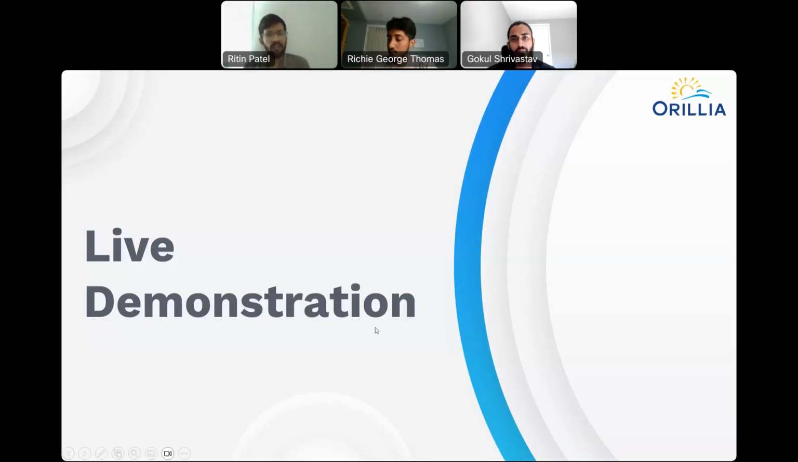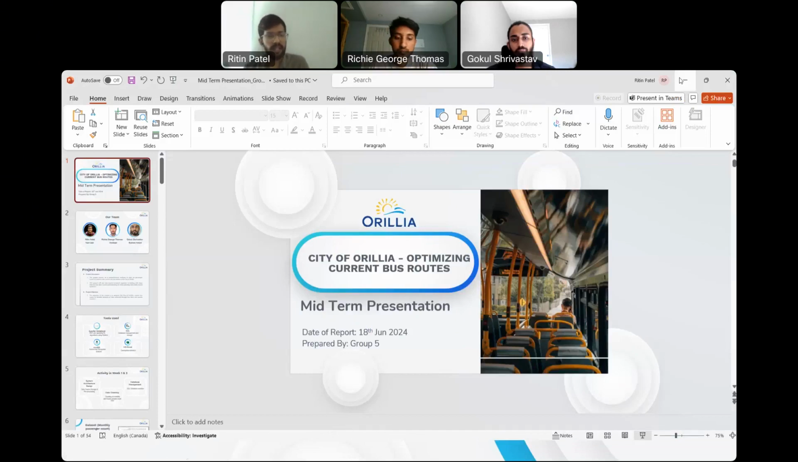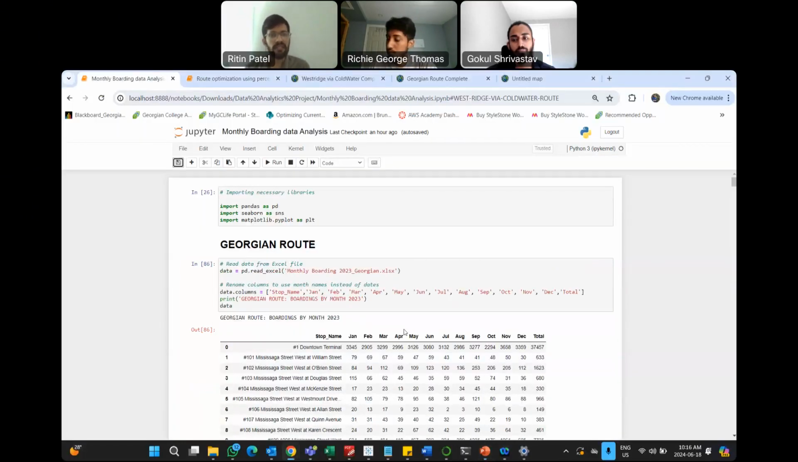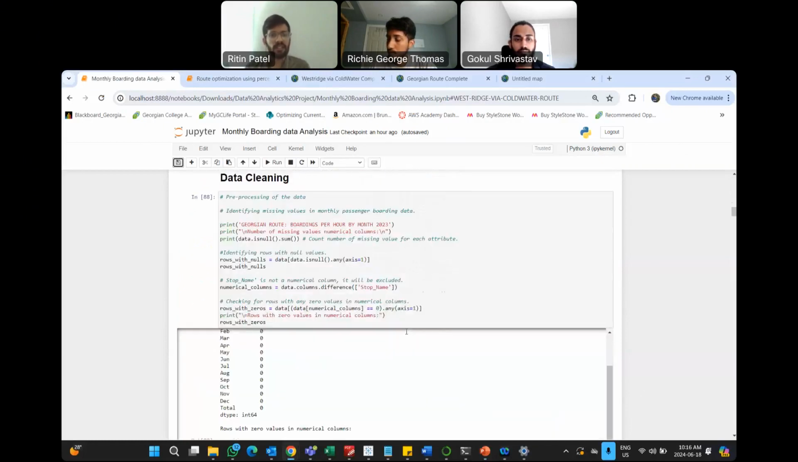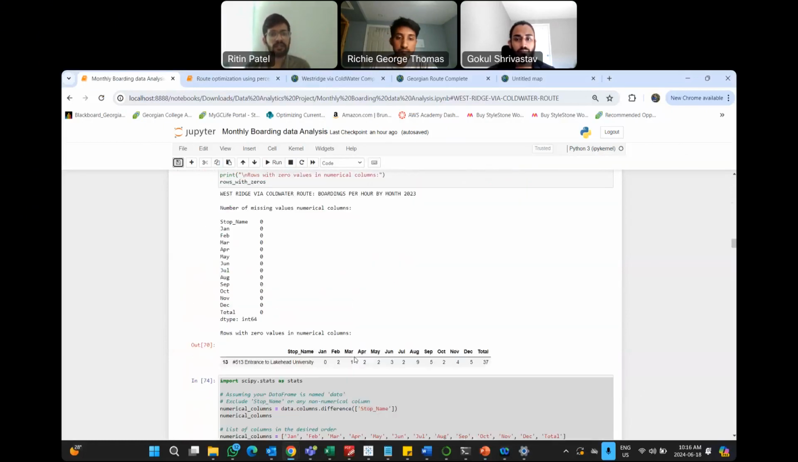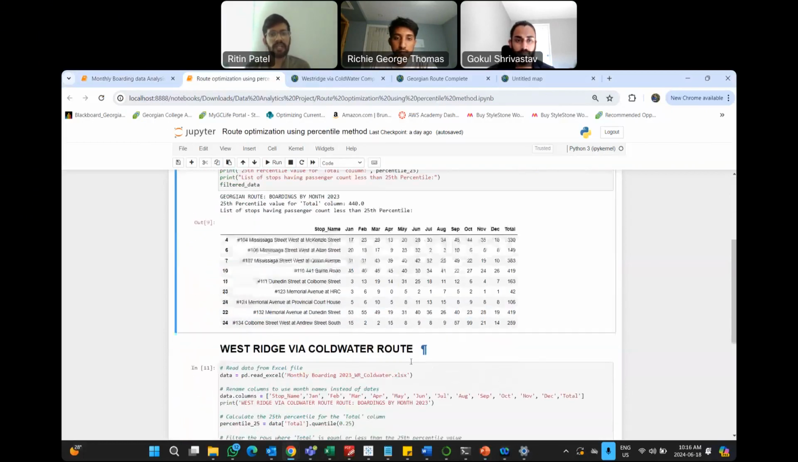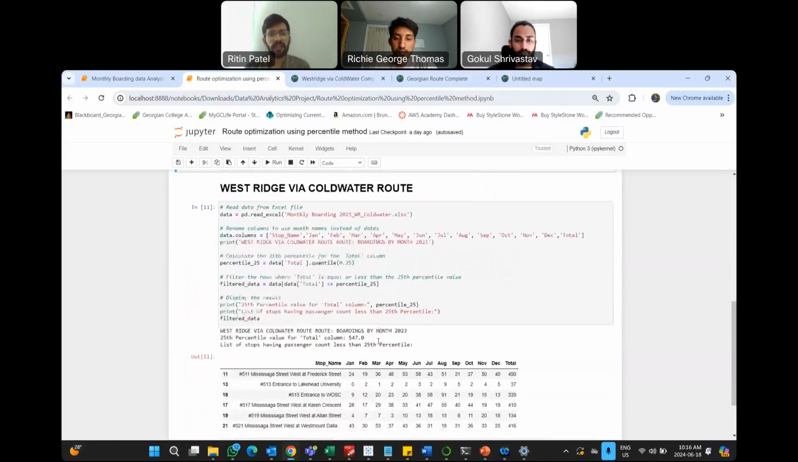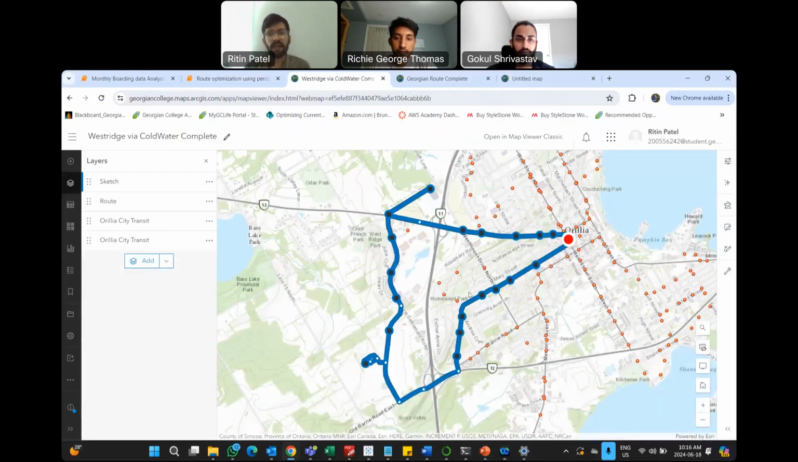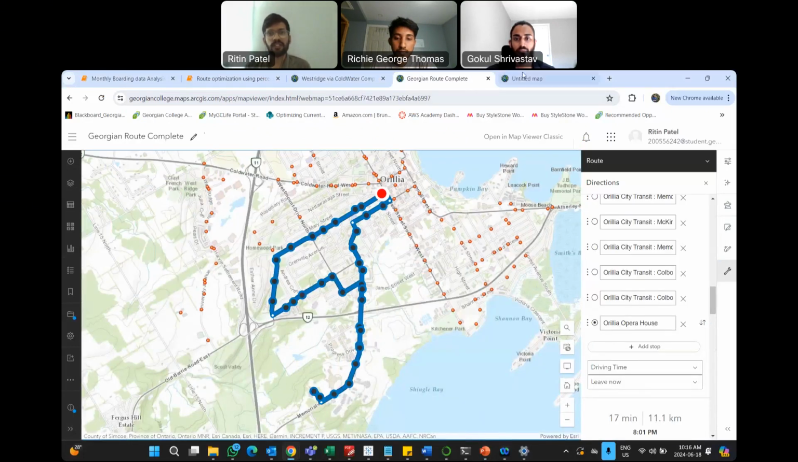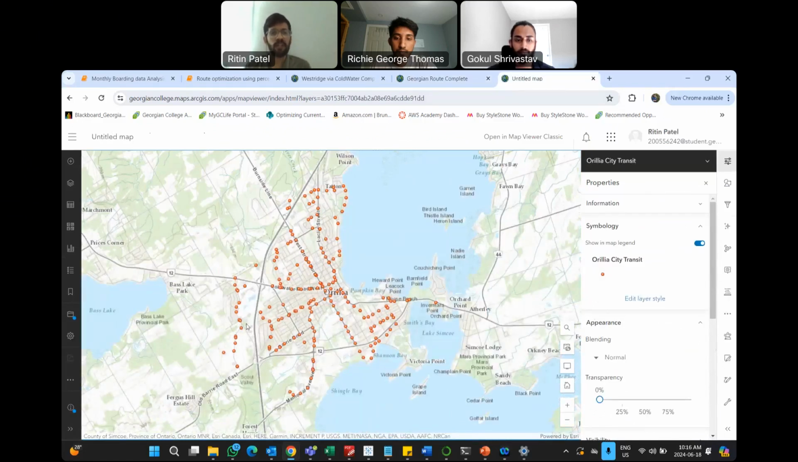Thank you, Richi. Now I'll share the screen. As Richi showed for hourly, this is the same for monthly data, like all the cleaning and the statistics. So you can see the code for all the statistics, and this is for the 25th percentile route method, to identify the stops below the 25th percentile. And here you can see the map for Westridge and the Georgian. This is for Westridge and this is for Georgian. And as we mentioned, we plotted all the stops on the map.